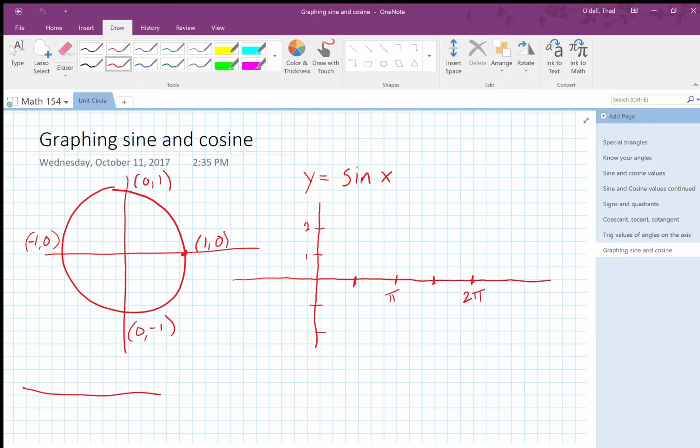So just knowing these points on the x and y axis, we can kind of rough out the sine curve. So in other words, this graph here, I'm plugging in angles around the circle, and I'm getting out this y coordinate.